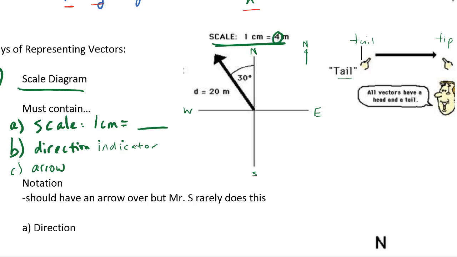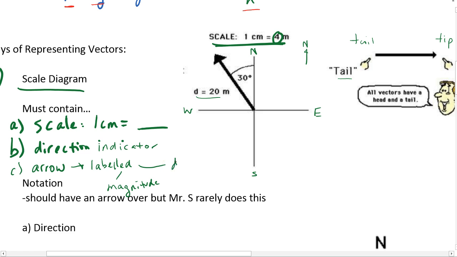And we should also be able to label it. Okay, labeled. So in this case, here's the label, the 20 meters. And so we should know the magnitude. We should know both things, right? We should know the magnitude, and we should know the direction, because those are the two important parts of the vector.